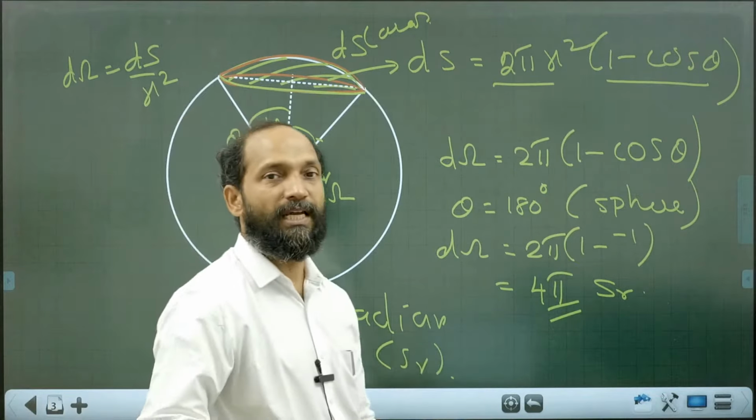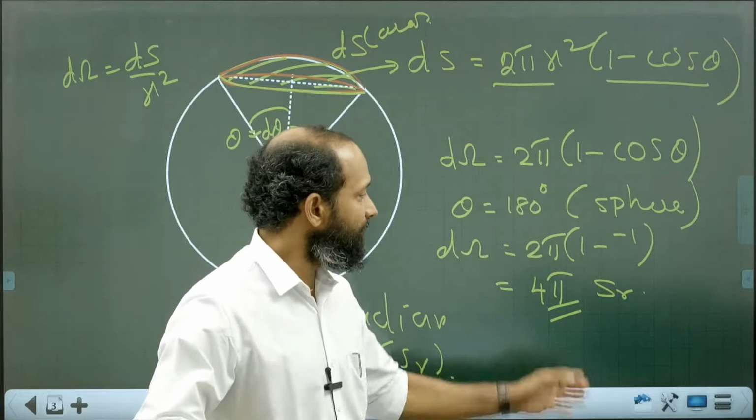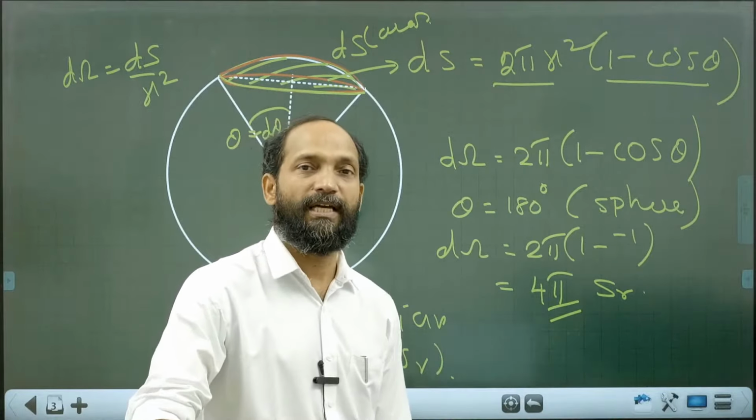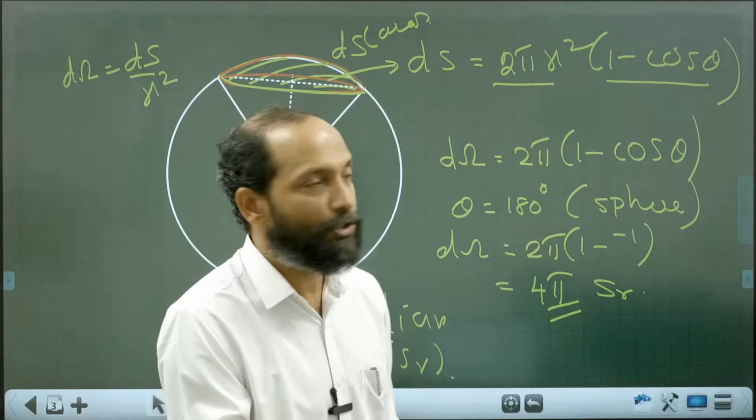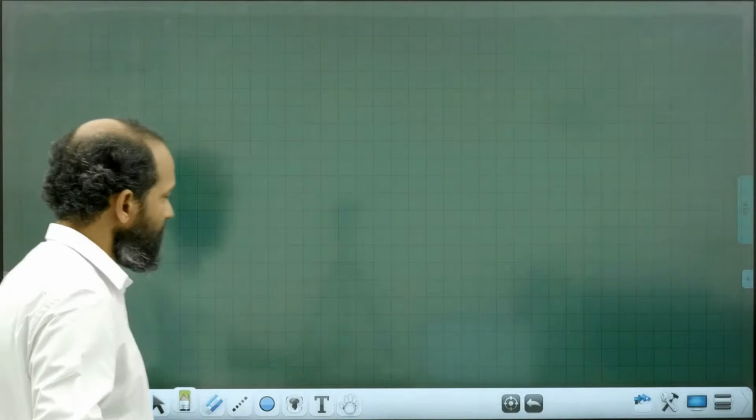What is the solid angle subtended at the center of a sphere? That is 4 pi steradian. What is the solid angle subtended at the center of a half sphere? 2 pi steradian. Like that. It's a very important topic.